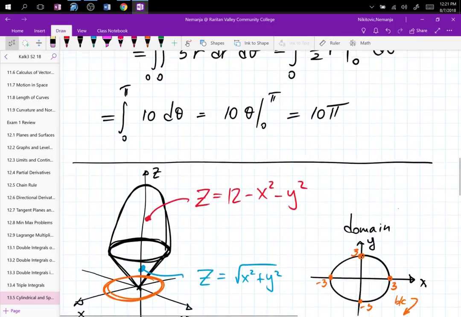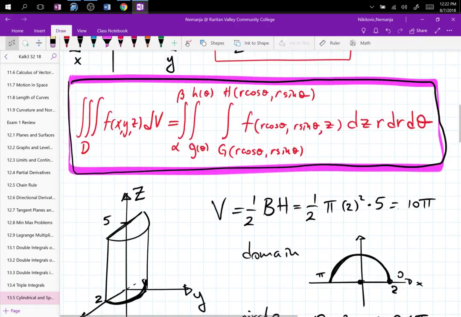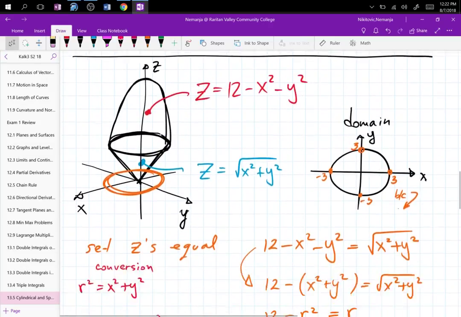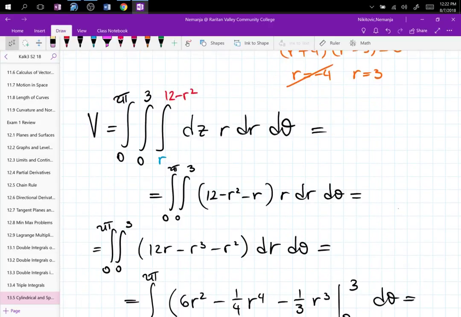Do not forget to convert your z limits in the polar coordinates. So in the definition, you have these r cosine, right? In our case, as you can see, that worked out to be just 12 minus r squared. Because technically what this says is that the functions need to be in terms of theta and r. Well, it worked out to be just r and 12 minus r squared. Perfect.